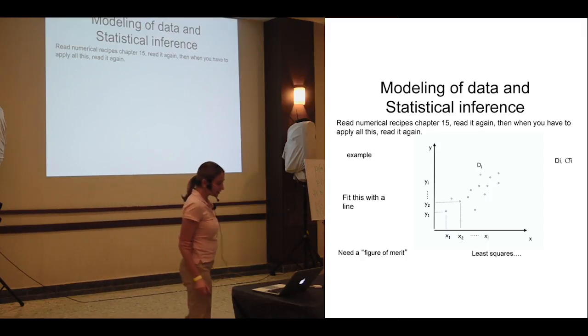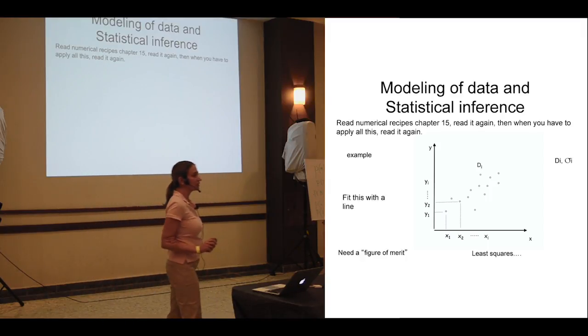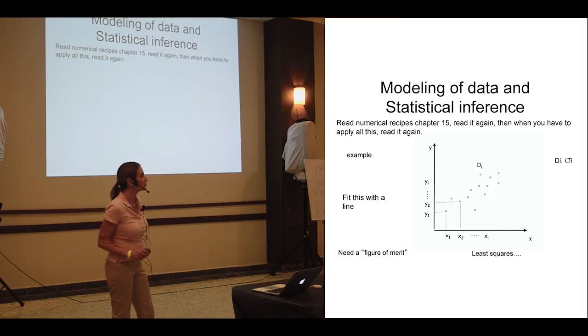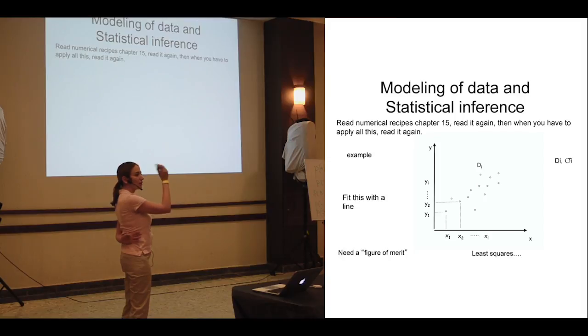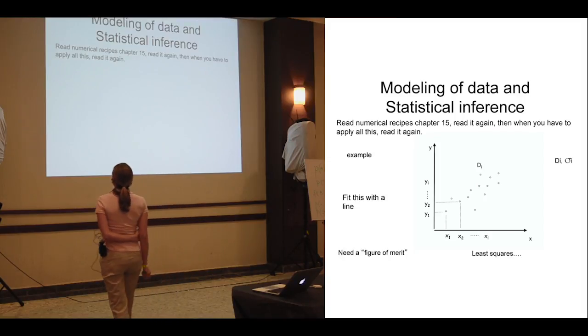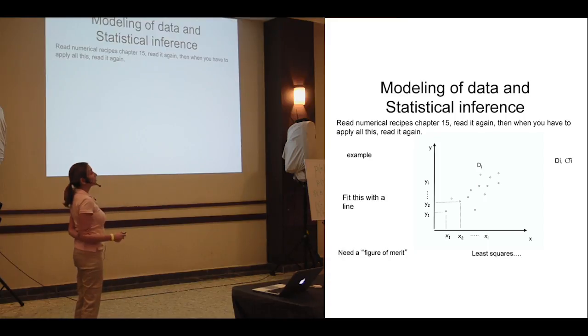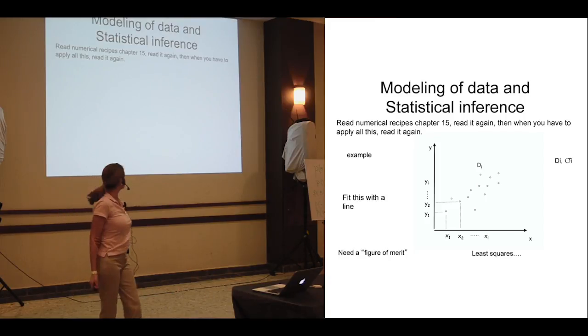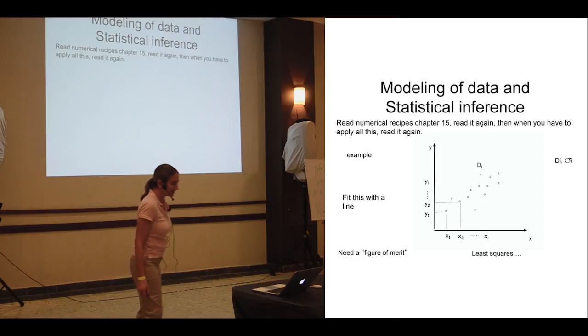So now we try to move on into modeling of data and statistical inference. I mean, we want to know how those people manage to put some constraint on omega lambda and omega lambda. And I suggest to read the numerical recipe book, chapter 15, and then we read it again. And in case you will ever apply any of this, just read it again.